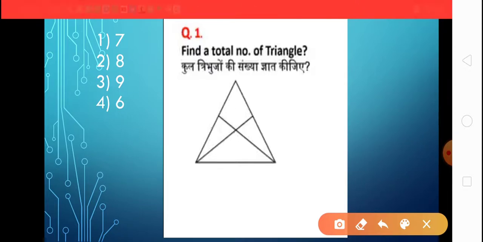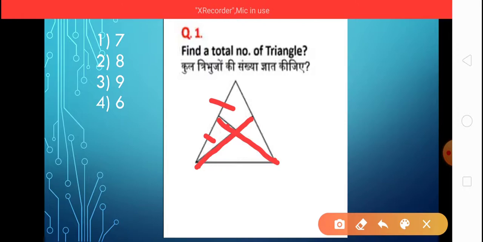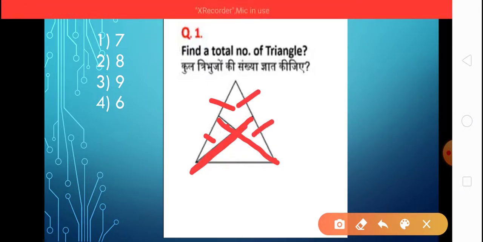In the given example, we have a normal triangle, and from the vertices of the base of the triangle, lines pass and lie on the opposite side of the triangle. Similarly here, these lines are dividing the opposite side into two parts. Similarly, this line is also dividing the opposite side into two parts.